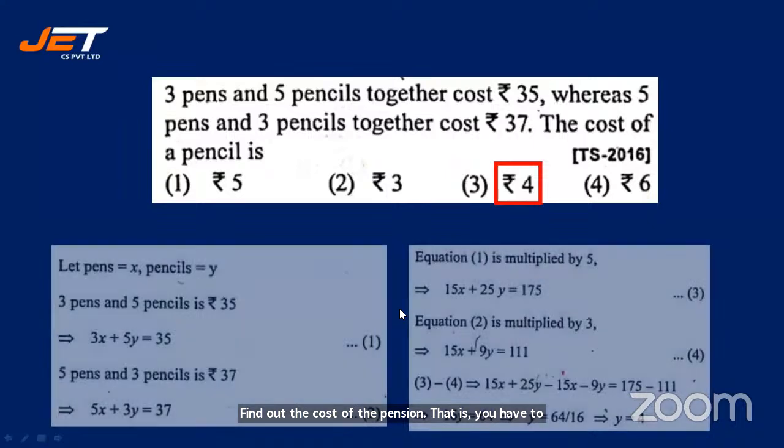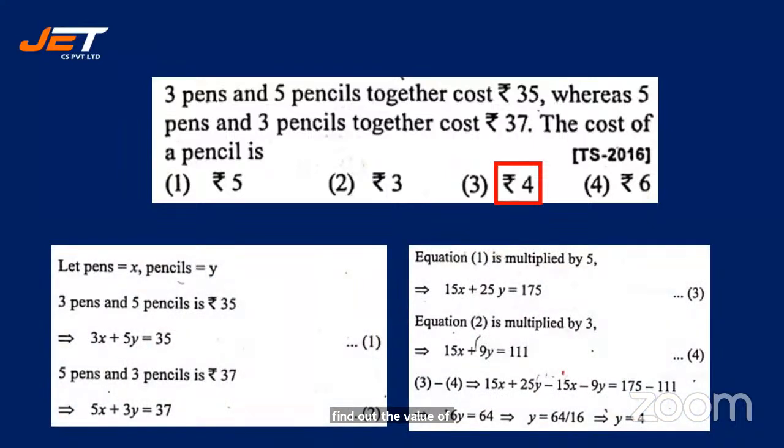All right. Let's check the answer. You are assuming the pen to be X, pencil to be Y. So it is 3 pens and 5 pencils. So 3X plus 5Y is 35. Okay. 5 pens and 3 pencils means it is 5X plus 3Y, which is 37. So just solve the equation to get the value of Y as 4. All right. So option 3 is correct.